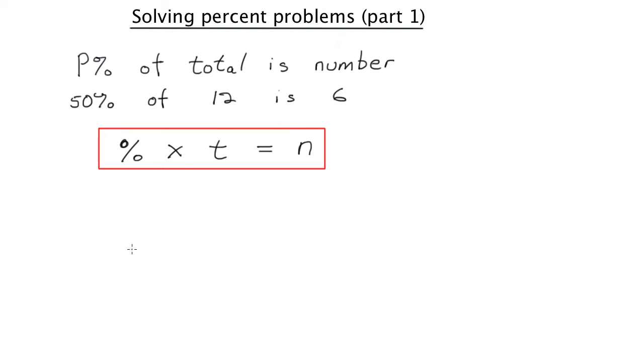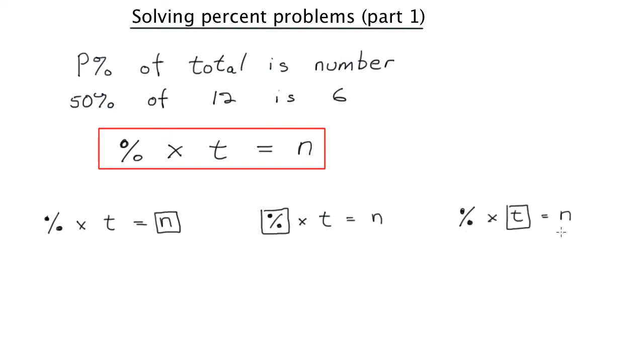Now, there are three types of problems that you'll come across. They look like this. You have the percent, you have the total, you're looking for the number. That's the first type. Second type looks like this. You have the total and the number, but you don't know the percentage. And the third type looks like this, where you have the percentage and the number, but you don't know the total. I won't give examples of these because I'll cover those in the next video, but I will go on now to some examples of this first situation.